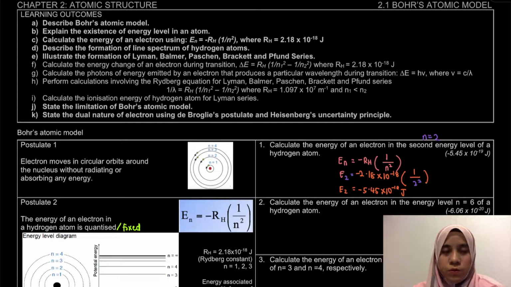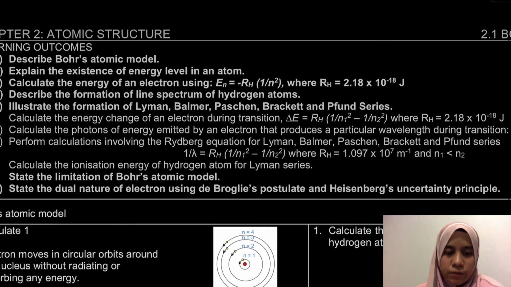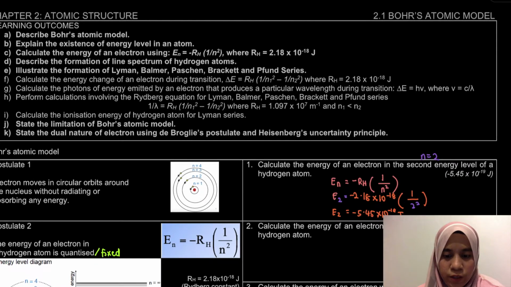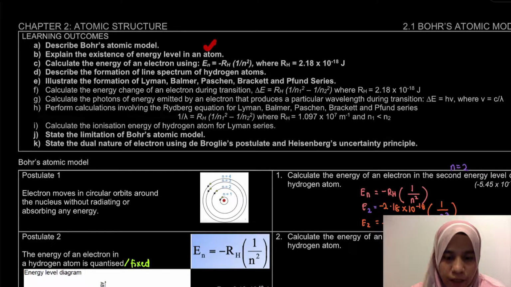Okay, so here are all the learning outcomes. Sebenarnya, once we have done page 1 and 2, actually we have done A, B, C. Of these four postulates that we have learned, it describes the formation of line spectrum of hydrogen atom. Again, Bohr's atomic model only applies for the one electron atom. One electron atom tu specifically hydrogen lah.